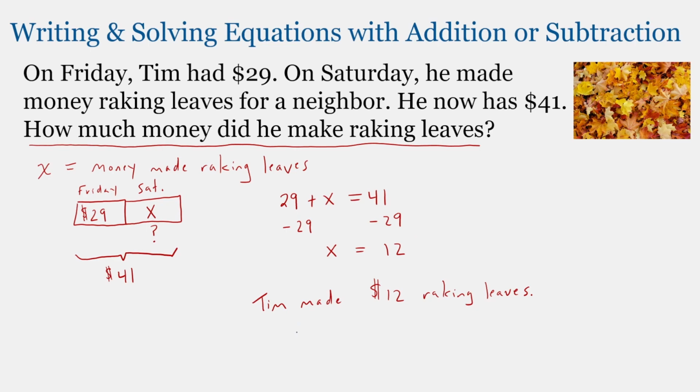And as is always the case, we're going to check our answer. So he had $29. He raked leaves on Saturday and made $12. So that means this is $41 combined. And that is what we expect.